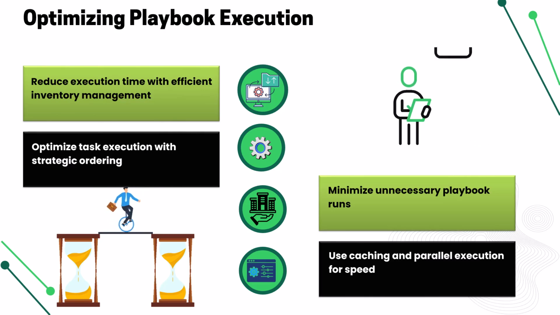Speed matters, especially when running complex playbooks. Let's explore how to optimize execution times, structure tasks efficiently, minimize unnecessary runs, and leverage caching and parallel execution. Because every second saved is another step closer to automation bliss.